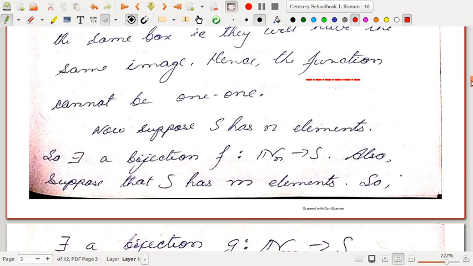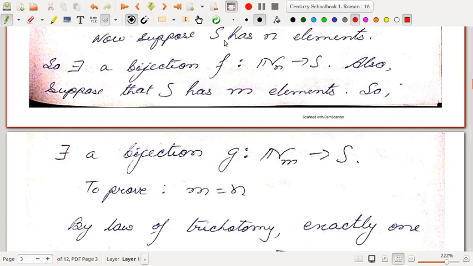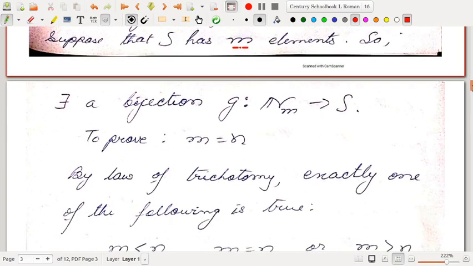Now let us show that if S is finite, then S has a unique number of elements. Suppose that S has n elements, so there exists a bijection, this is our definition, from N_n to S. Also suppose that S has m elements, so somebody else gets another bijection. We need to show that no matter which bijection you take, every time this n and m will be equal. So we have to prove that m is equal to n.